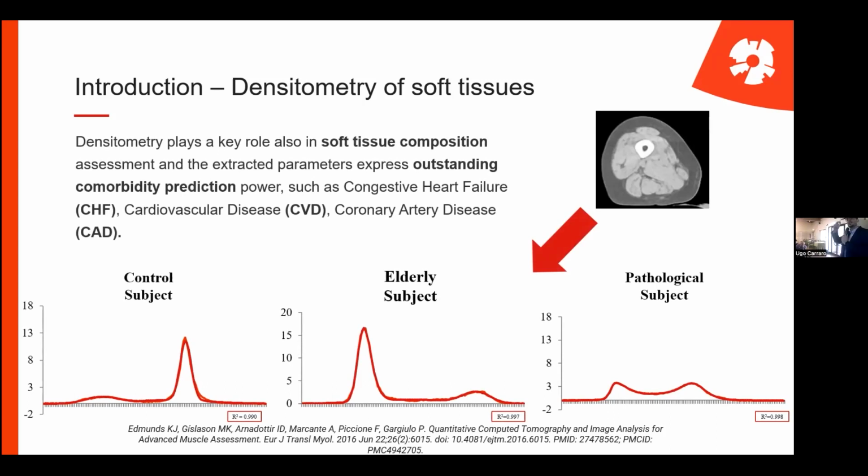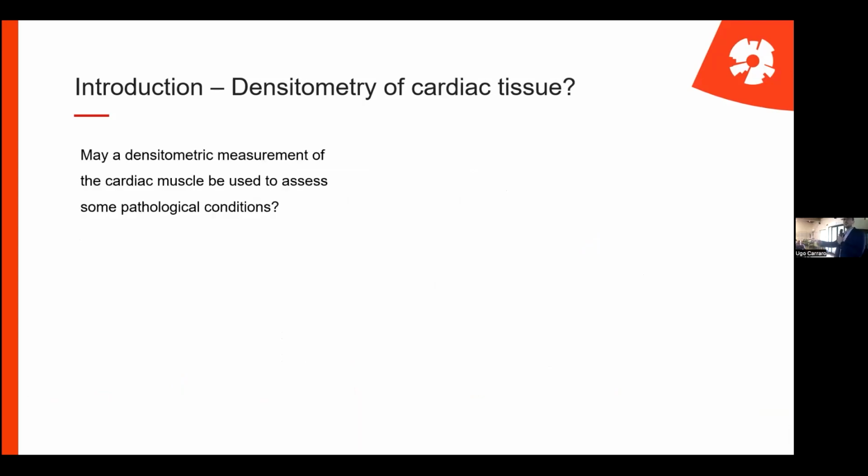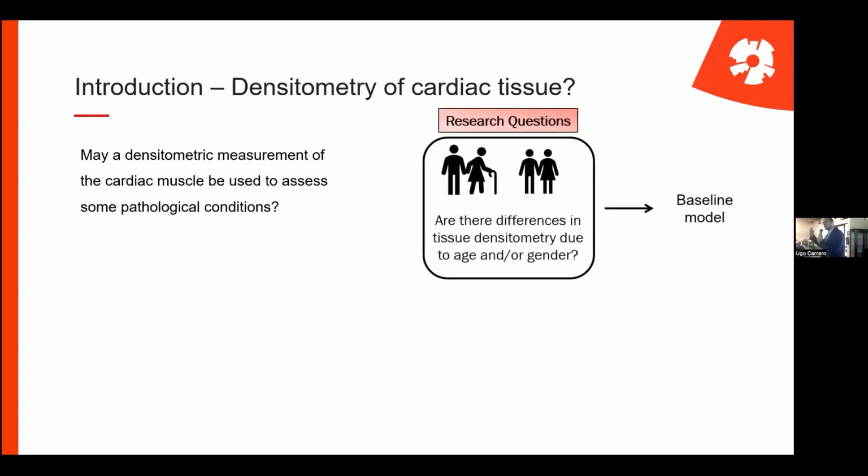And the thing is that soft tissue composition plays a key role in the assessment of some pathological conditions. And the parameters extracted from these profiles express an outstanding predictive power for some heart-related diseases. So a question that came to my mind was, what about studying directly the soft tissue in the heart compared to the mid-height? So while I was thinking about it, I said, okay, but then how does a normal heart behave from a densitometric point of view? So this is the first research question.